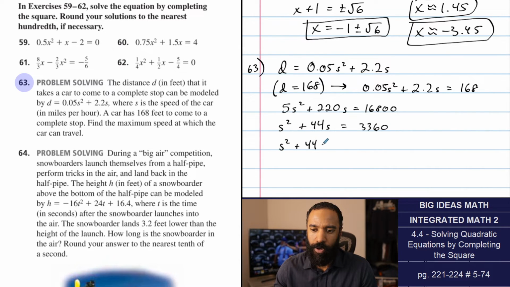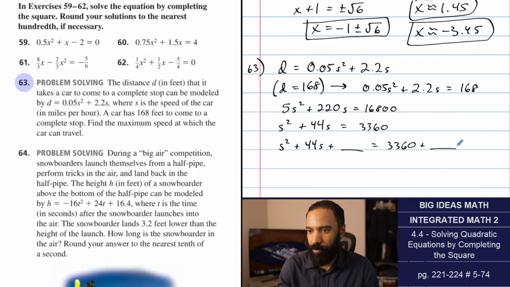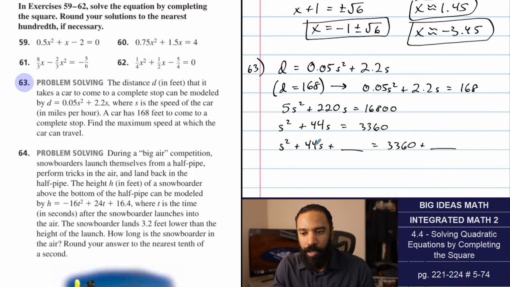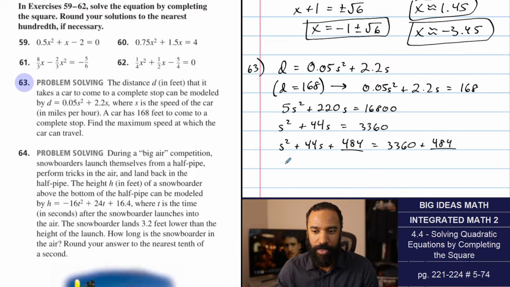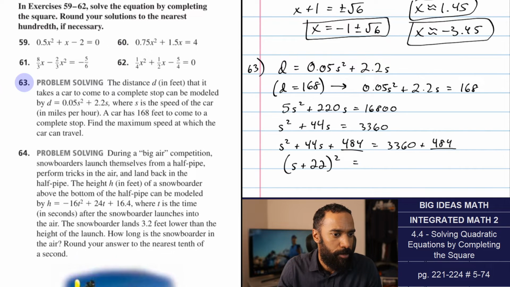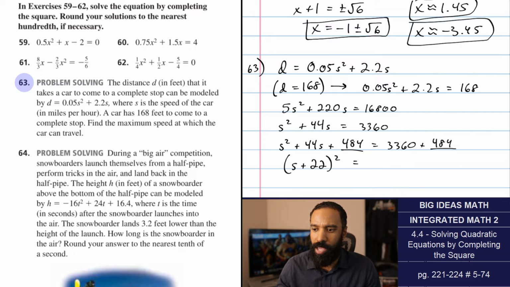S squared plus 44s plus blank equals 3360 plus blank. 44 divided by 2 is 22. 22 squared is 484. That's knowledge I got for you, but I'm going to have to use a calculator on this side for something at some point. This factors to s plus 22 quantity squared. Might as well just do it here. Plus 484, because I'm going to have to take the square root of both sides and get the number. So 3844.